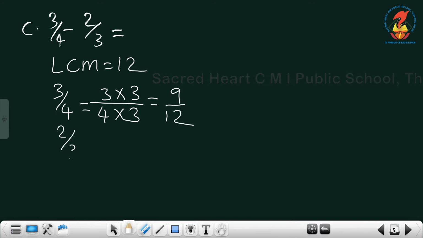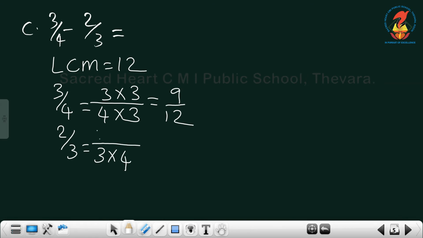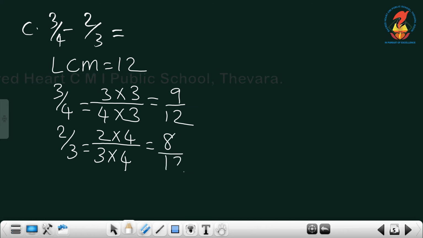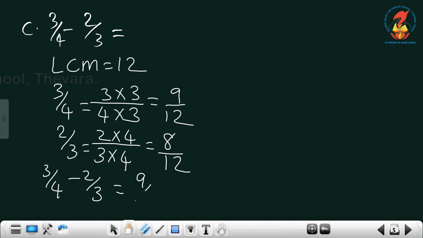And the next one is 2 by 3. 3 into which number equals 12? 3 into 4. So 2 into 4, that is 8 by 12. After that we need to subtract. 3 by 4 minus 2 by 3 equals what? 9 by 12 minus 8 by 12. Answer equals what? 1 by 12. Okay, is it clear?